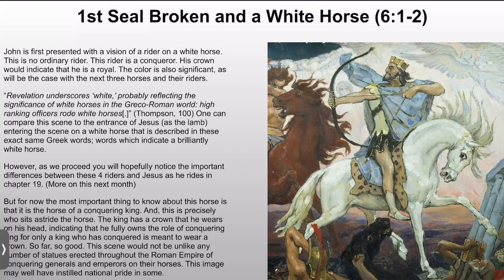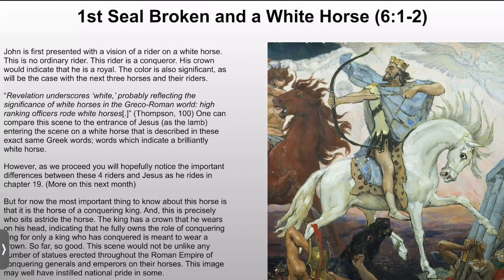However, as we proceed, you will hopefully notice the important differences between these 4 riders and Jesus as he rides in chapter 19. We will talk more about that next month. But for now, the most important thing to know is that this horse is the horse of a conquering king. And this is precisely who sits astride the horse. The king here has a crown that he wears on his head, indicating that he fully owns the role of conquering king, for only a king who has conquered is meant to wear a crown.